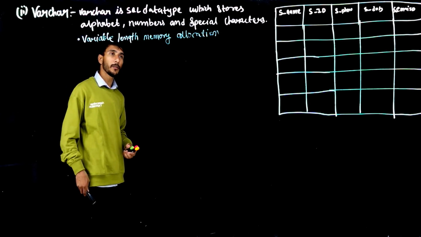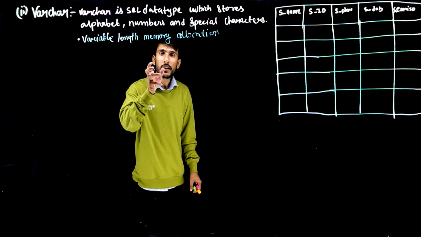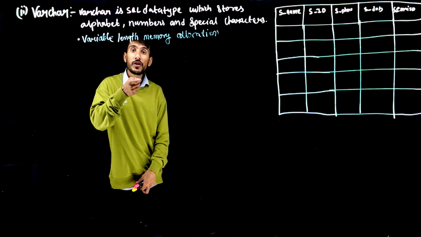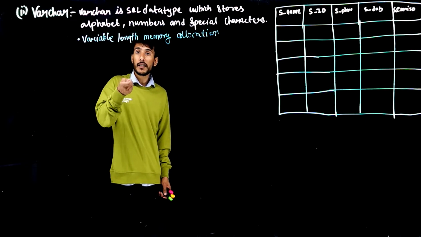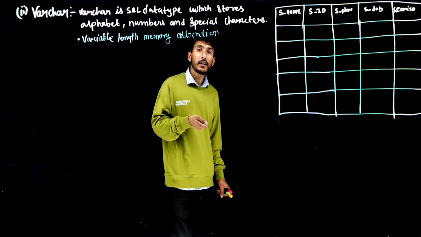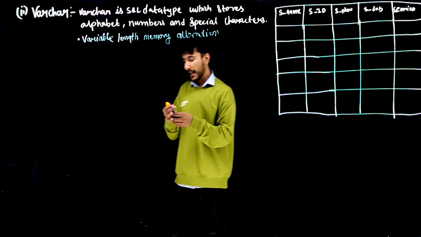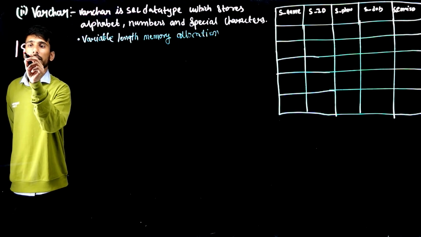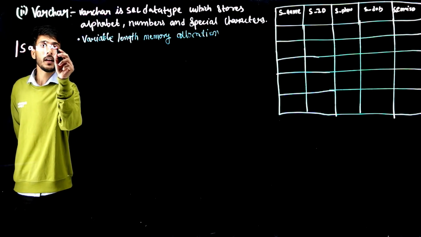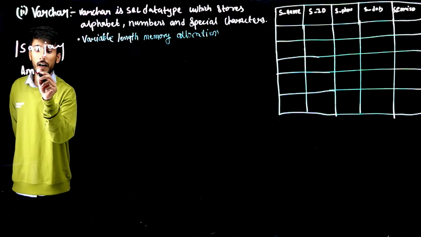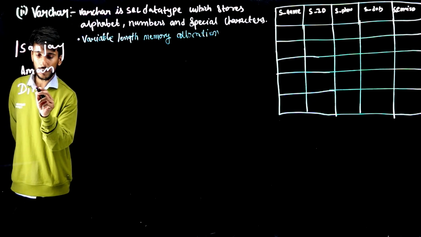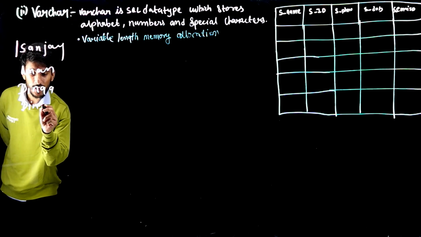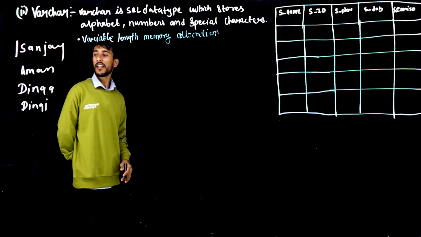Sir, what is that variable length memory allocation? It is a data type which changes its size, or modifies itself in size according to the variable length. What is the variable length, sir? Now suppose I have the student name here. One name I have here as Sanjay. One I have here as Aman. One Dinga. If Dinga is there, Dingy must be there. Otherwise, Dinga's heart will break.